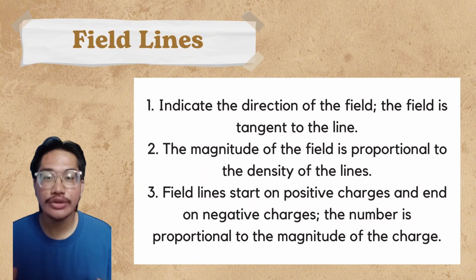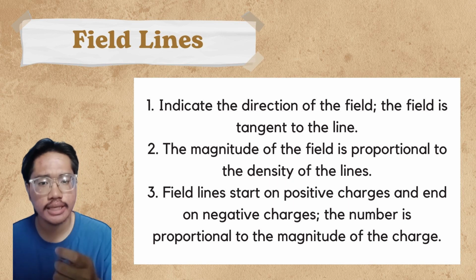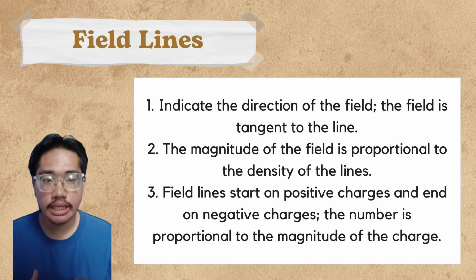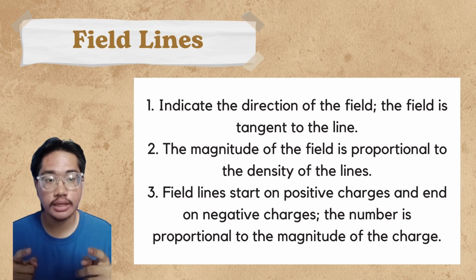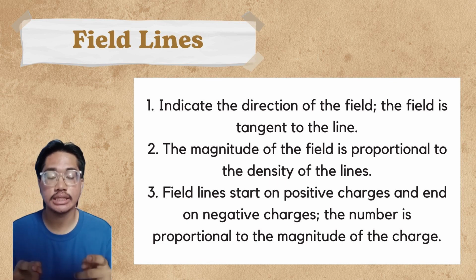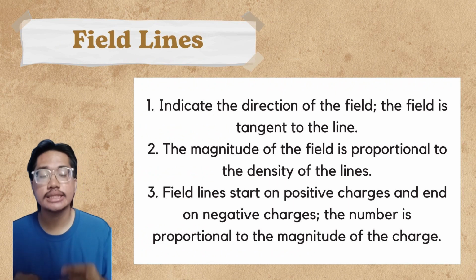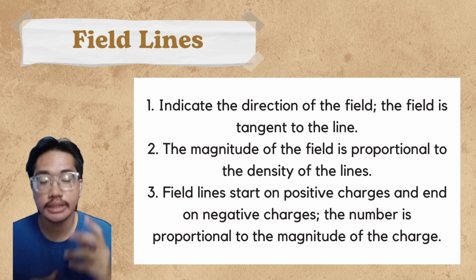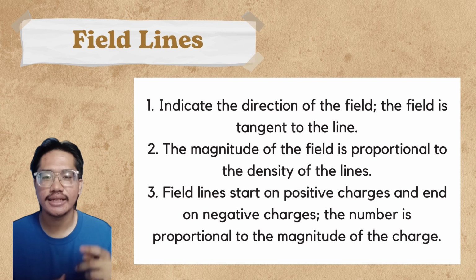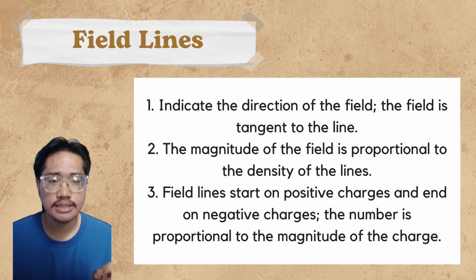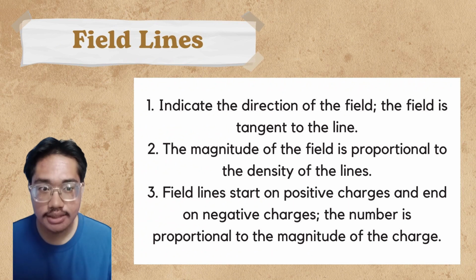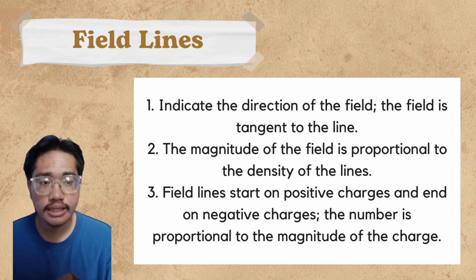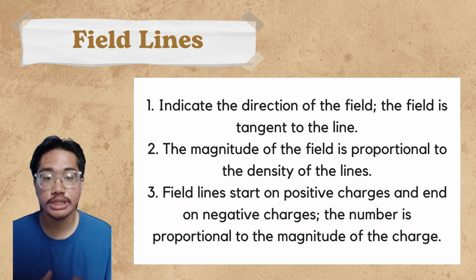Okay, next we go to the field lines. What we should know about the field lines. The first thing is they indicate the direction of the field. The field is tangent to the line. The second is the magnitude of the field is proportional to the density of the lines. And the third is field lines start on a positive charge and end on a negative charge. The number is proportional to the magnitude of the charge.